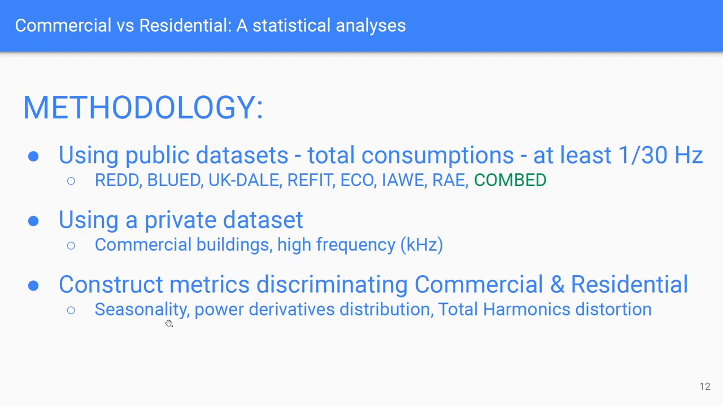And finally, we've constructed metrics that discriminate very well commercial and residential buildings. We will focus mainly on three of them: the seasonality, as we said before, and the power derivatives distribution. Power derivative is basically the change in the load curve of your total consumption. And the distribution is the histogram of those changes for several days. And the final one is a metric on high frequency data, on current waveforms, the total harmonic distortion. It's a ratio between the energy of the main frequency and the other harmonics.